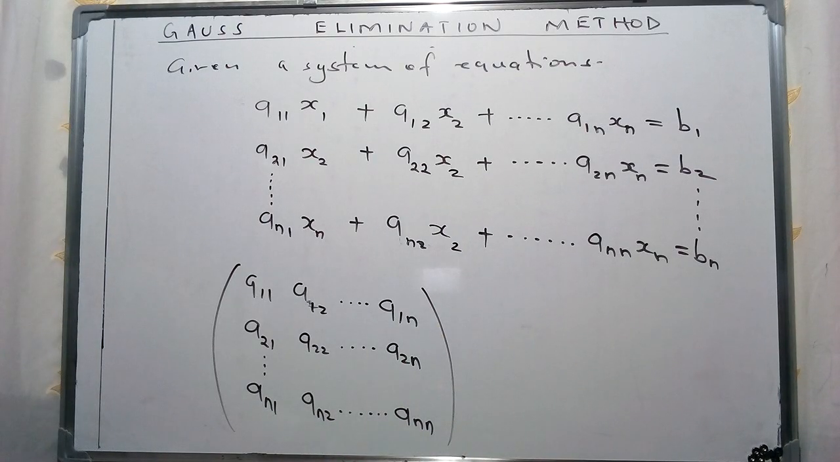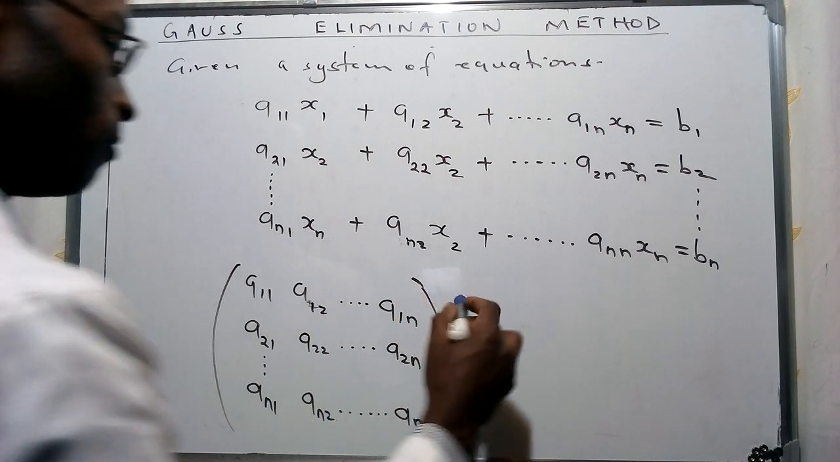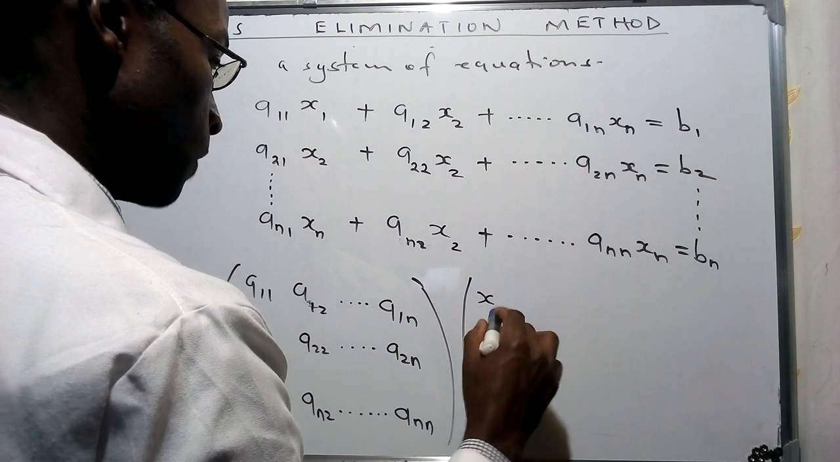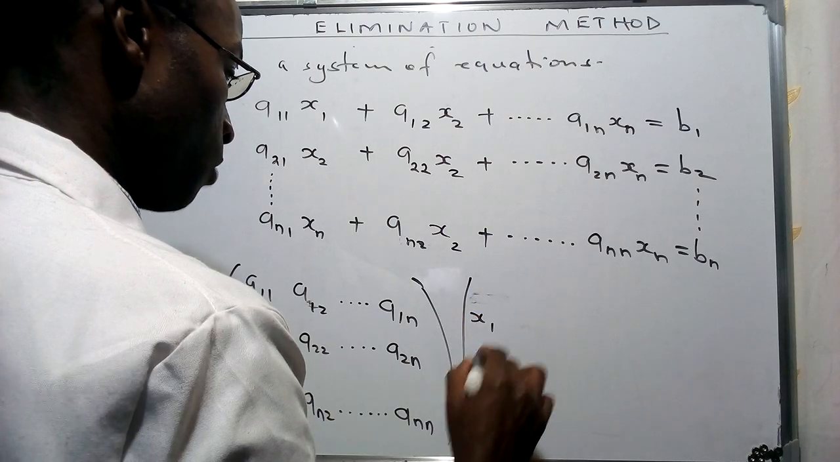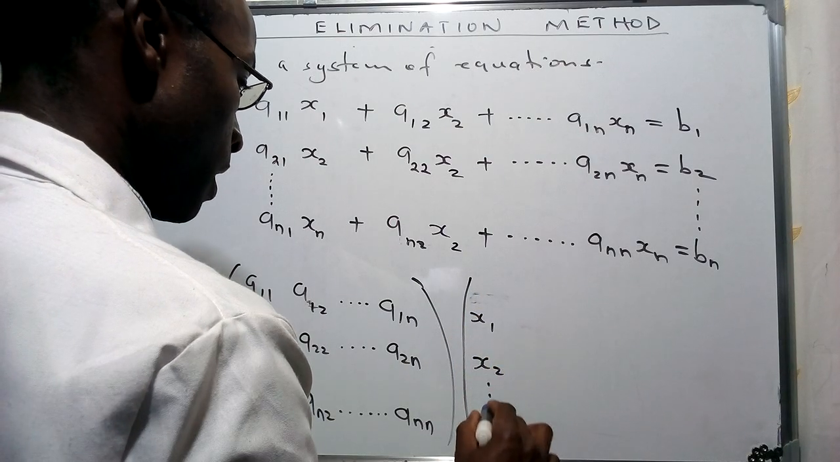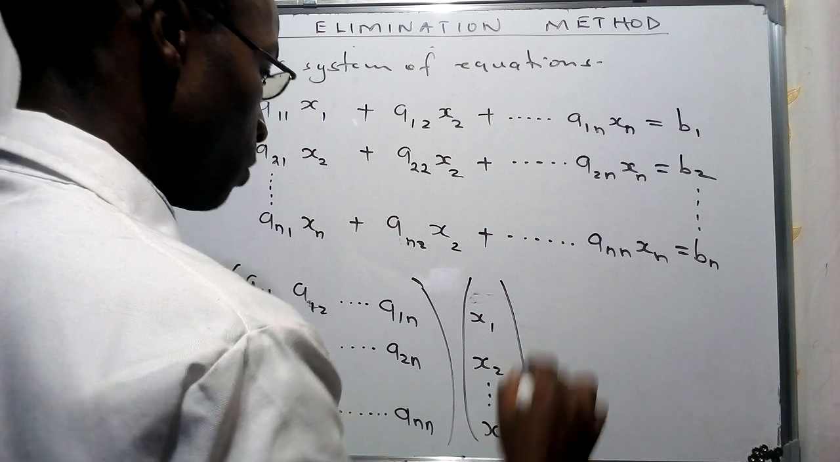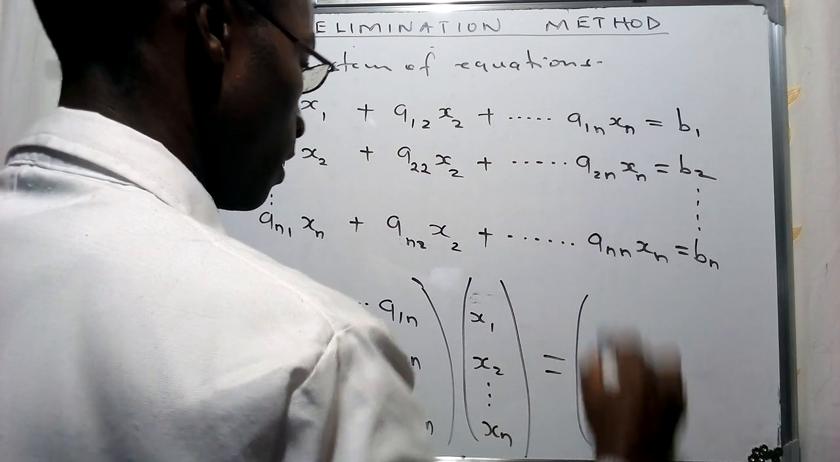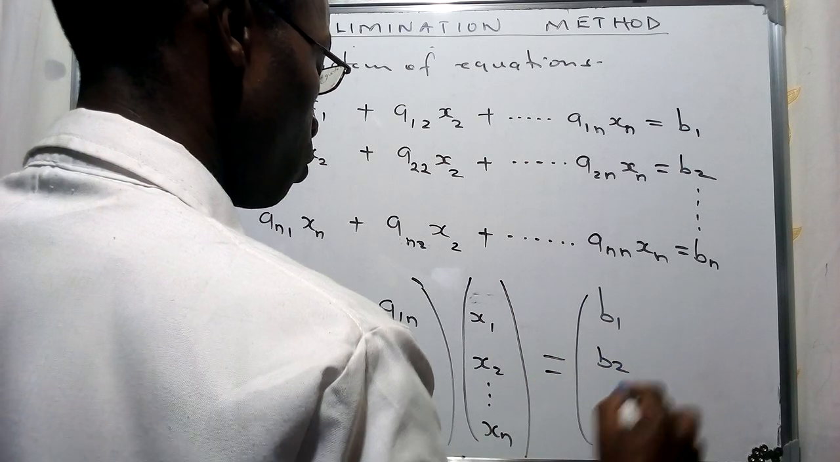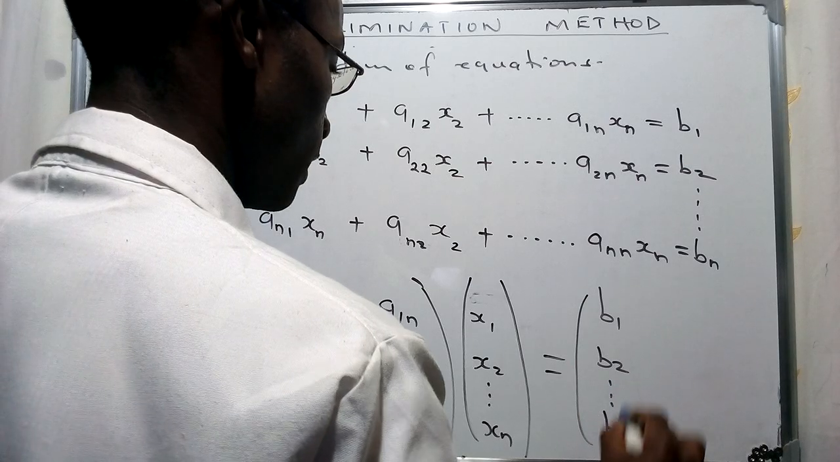So this form of matrix can be represented by having these specific elements of A and their unknown variables, which constitute the first column x1, x2 to xn. And these are going to give us the result b1, b2 to bn, given as such.